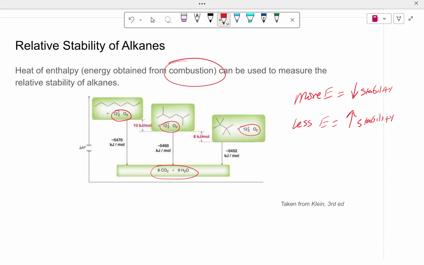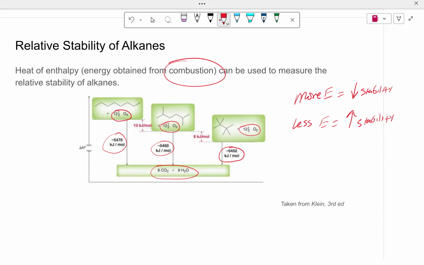So with this highly branched alkane here at the bottom, notice that its heat of enthalpy is negative 5,452 kilojoules per mole. Now the number's not important. I'm not going to ask you for that number on an exam, but the trend is important. We get a little less branched, the amount of energy goes up a little bit. And then a completely straight chained alkane has the highest amount of energy.